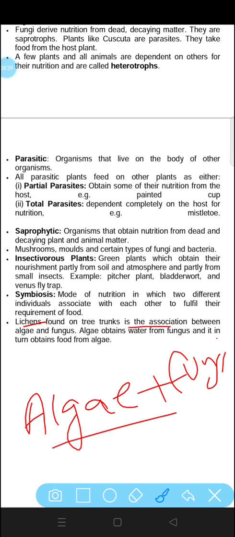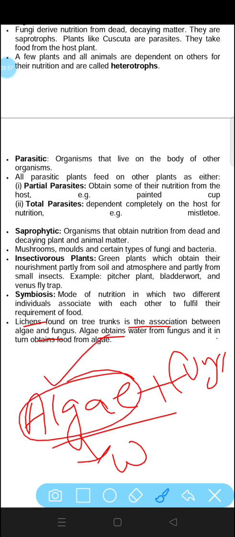They are found on tree trunks as an association between algae and fungus. Algae obtains water from the fungus, and in turn the fungus obtains food from the algae. For example, algae has chlorophyll in it. It can prepare its food. So algae provides food to fungi and fungi provide water to algae. So they are dependent on each other for their different demands. So this is what a symbiotic relationship is.